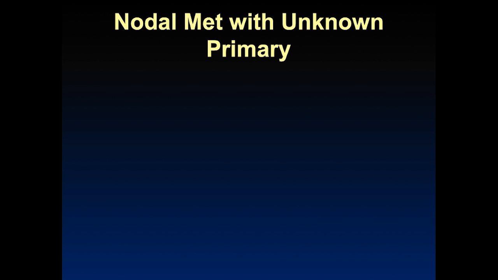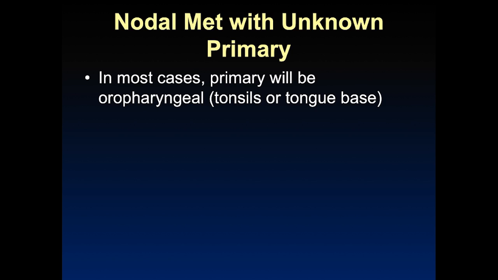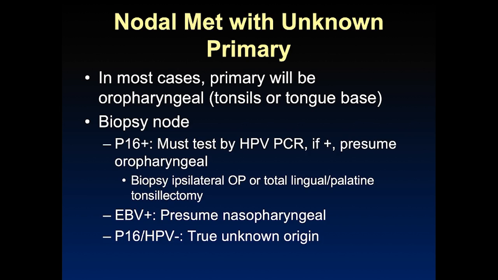So what about if you just see a big neck mass and you biopsy it and it turns out to be metastatic squamous cell carcinoma, but you really don't know where it came from? Well, in most cases, the primary will be oropharyngeal in origin, such as specifically from the tonsils or tongue base. Just statistically, these are the most common likely subsites to be the cause of the nodal metastatic disease.